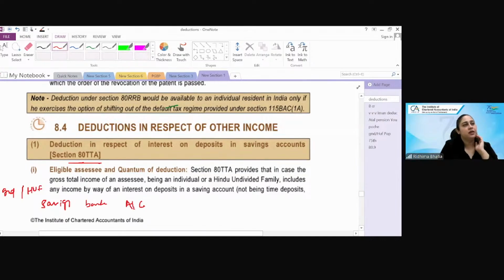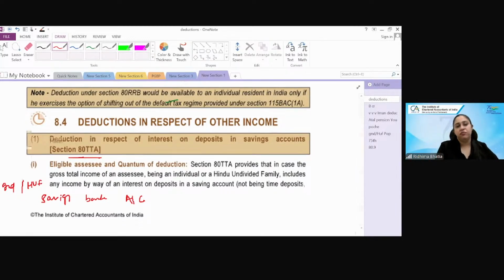You know what is saving bank account and time deposits? See, time deposits and demand deposits are two types. Whenever you're making a deposit, basically, time deposits are those which will mature in a time, like FD, recurring deposits, etc. Demand deposit is the money you keep in your saving bank account, which you can quickly take out without any problem, etc.